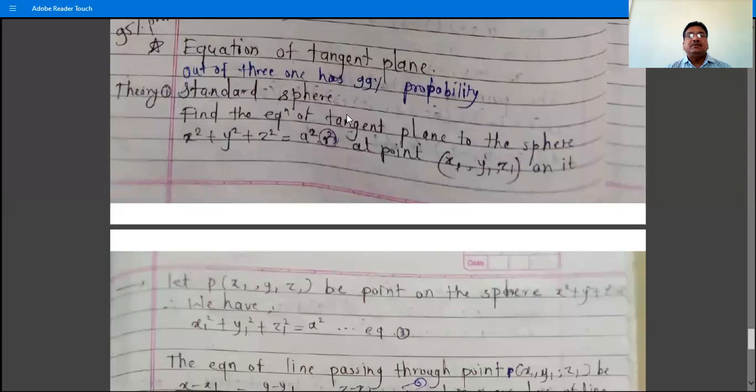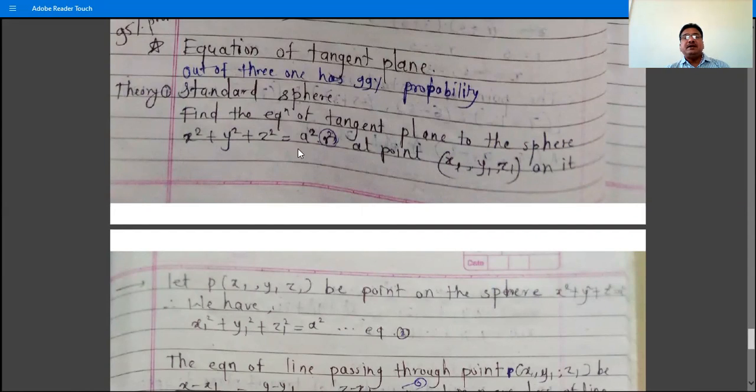Next topic is the equation of the tangent plane to the sphere. First, suppose the equation of the sphere is in standard form. The question is: find the equation of the tangent plane to the sphere x square plus y square plus z square is equal to a square, or r square, at the point x1, y1, z1 on it. That is, the point lies on the sphere.